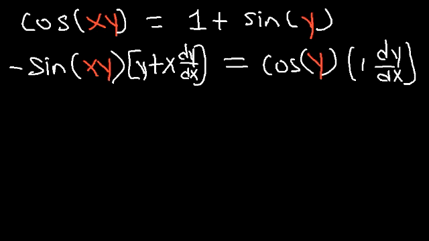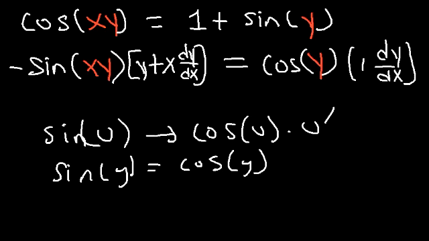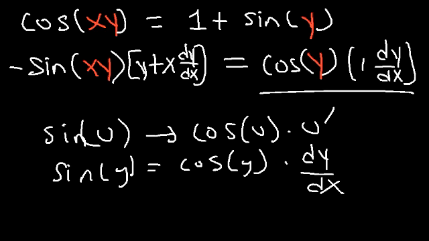So as we said before, the derivative of cosine u was negative sine u times u prime. The derivative of sine u is cosine u times u prime. So the derivative of sine y is cosine y times the derivative of y, which is 1 dy dx. So that's how we got this part of the equation.